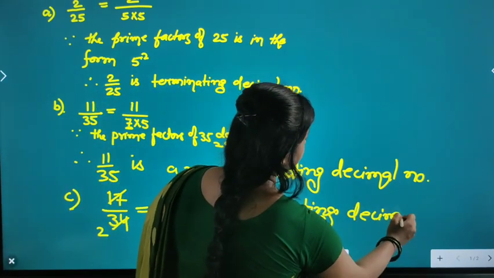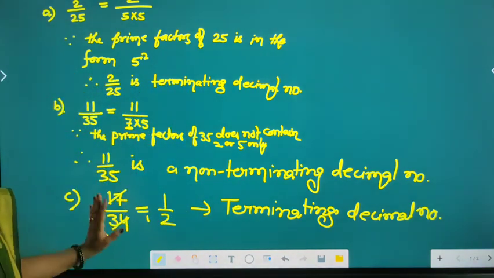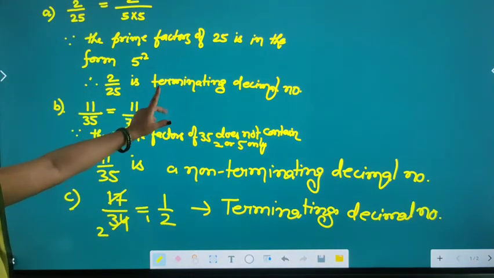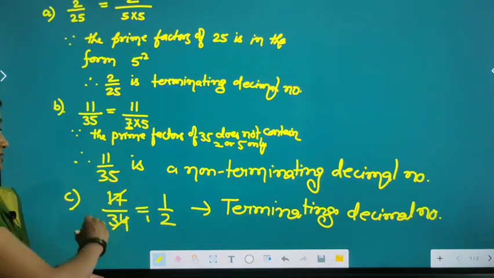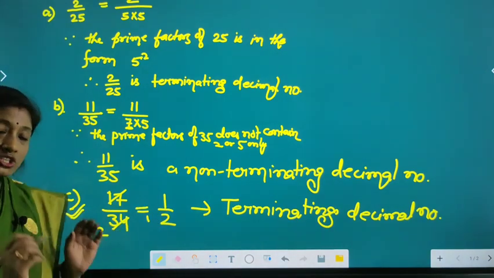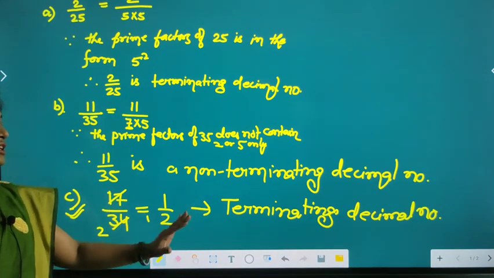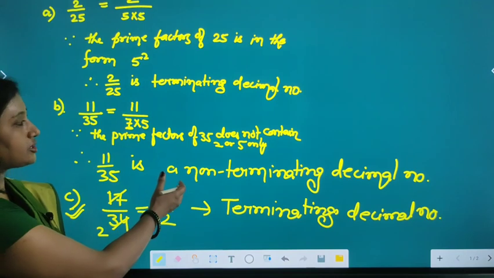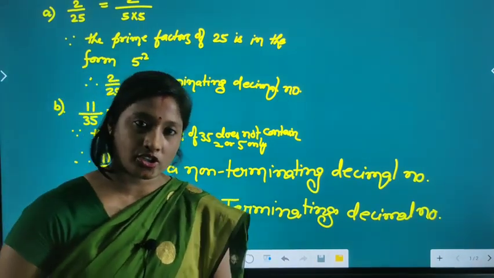Fine. So I have given here 3 very important examples: one terminating, one non-terminating, and one of standard form. First you have to change it into standard form, then check the denominator, then write the prime factors of that and see whether it is terminating or non-terminating.